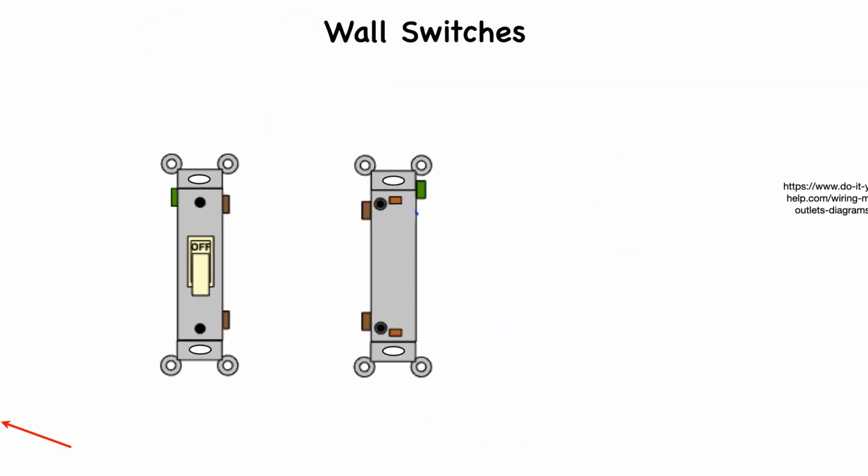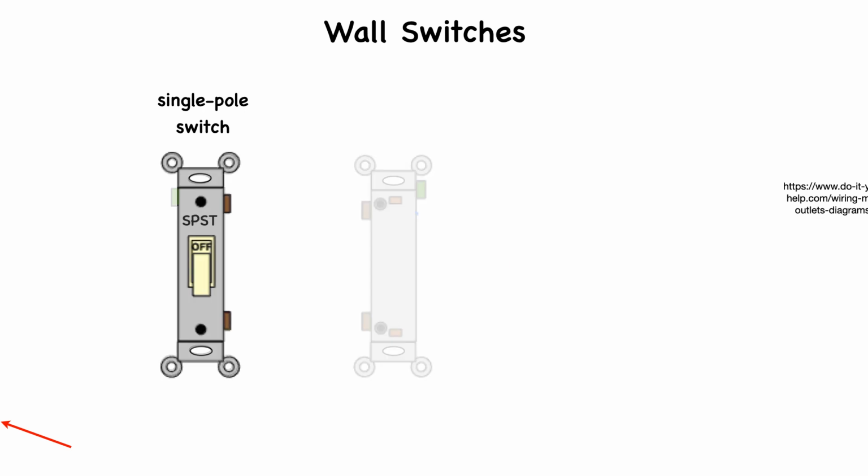There are three basic types of wall switches you will encounter in most situations. A single pole switch is the most common that you will find and can be identified by two screw terminals, and in the case of new switches, a third one for ground.